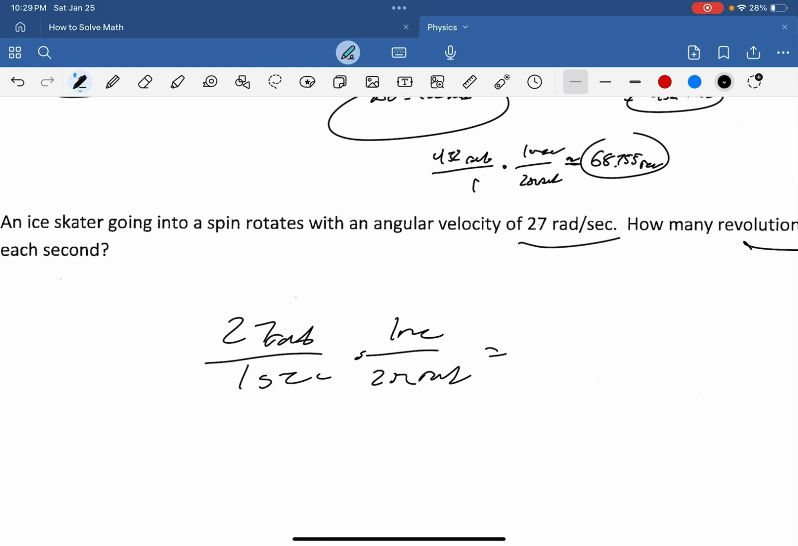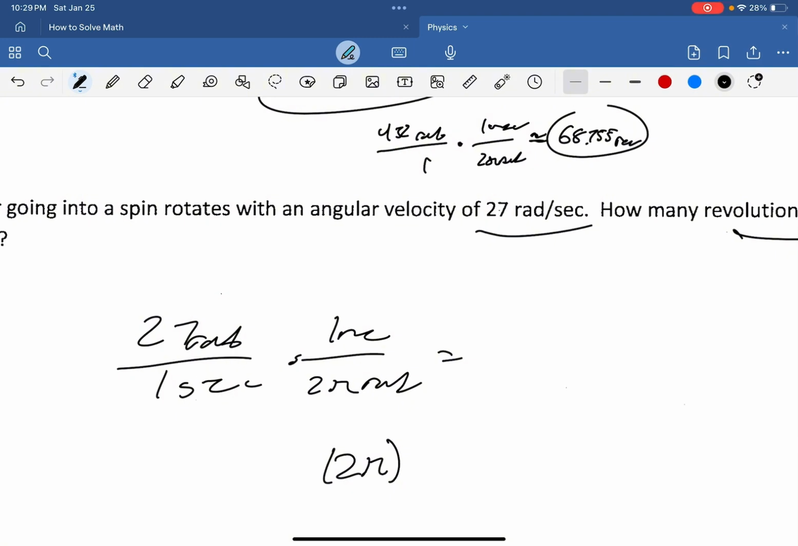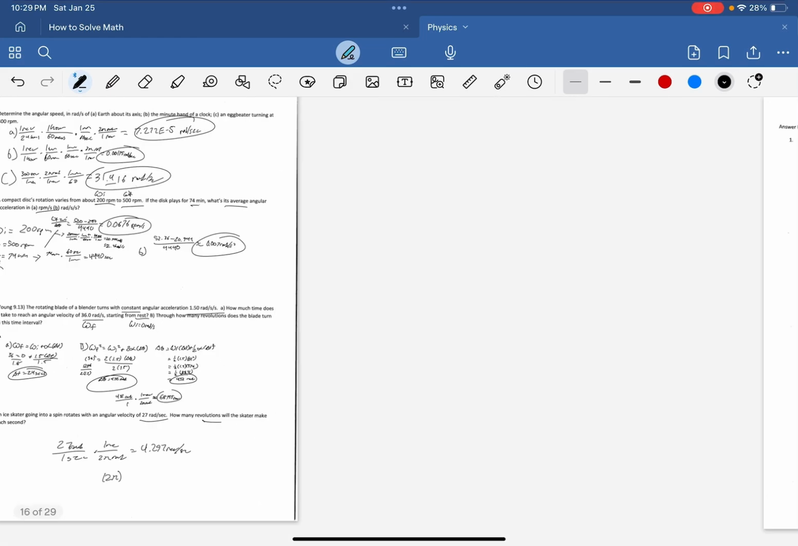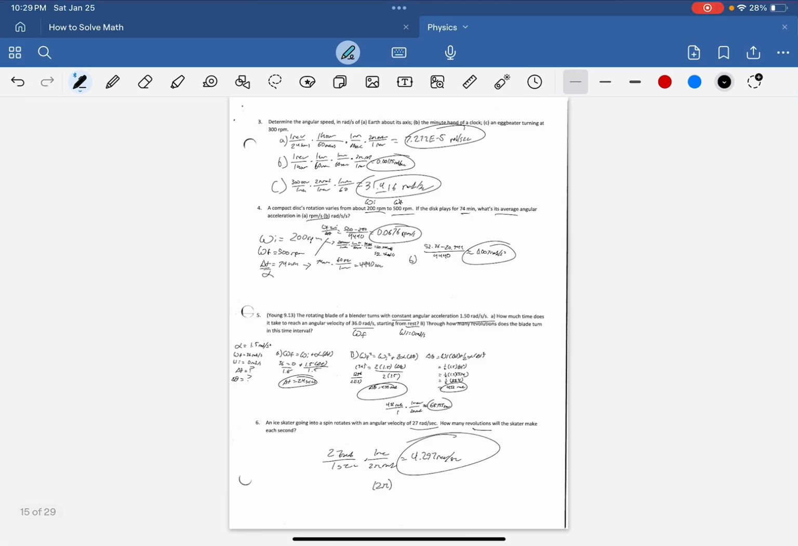27 divided by 2 pi. Also remember, in your calculators, when you're doing divided by 2 pi, make sure to put parentheses around 2 pi, or else it's just going to do 27 divided by 2, then multiply by pi. This should equal 4.297 revolutions per second. Right? Yep, we're correct.